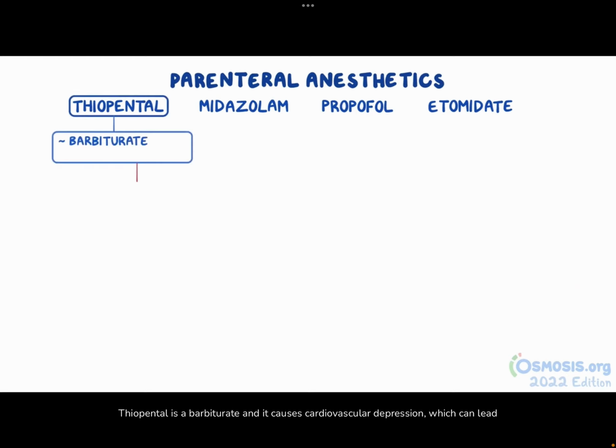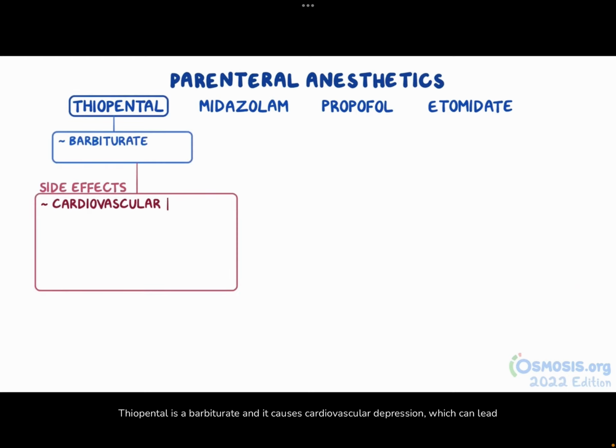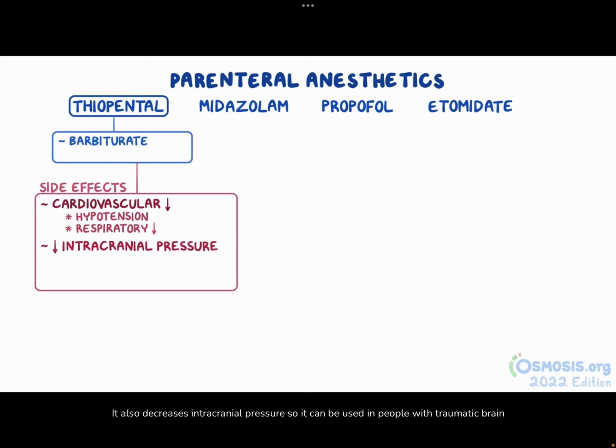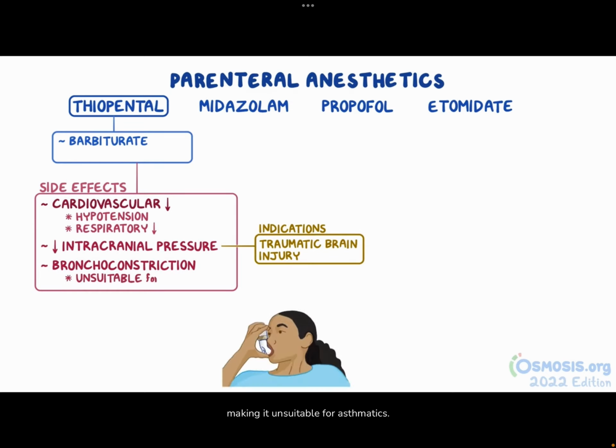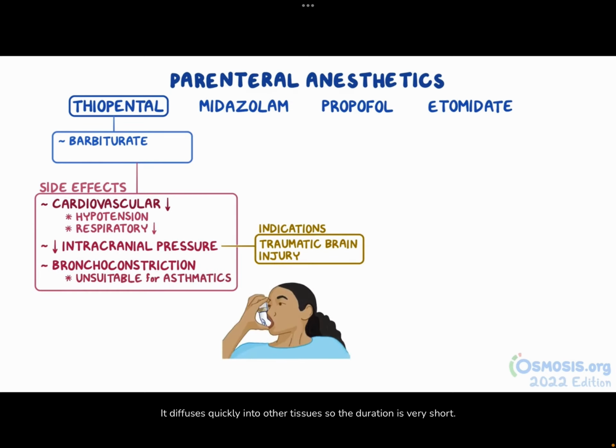Thiopental is a barbiturate, and it causes cardiovascular depression, which can lead to hypotension and respiratory depression. It also decreases intracranial pressure, so it can be used in people with traumatic brain injury. Thiopental causes mast cells in the airways to release histamine, which causes bronchoconstriction, making it unsuitable for asthmatics. It diffuses quickly into other tissues, so the duration is very short.